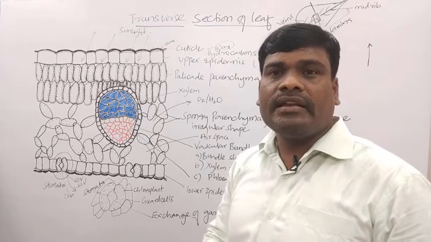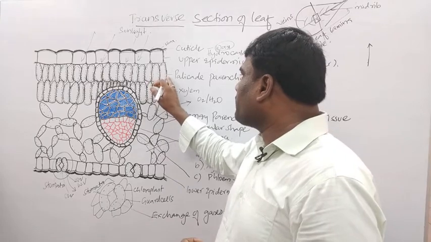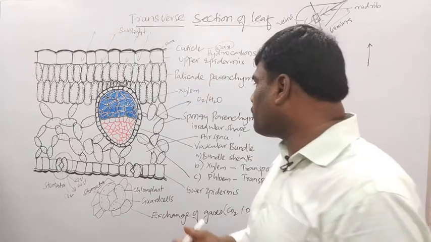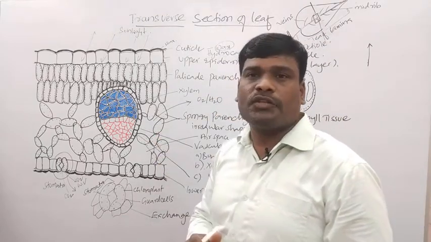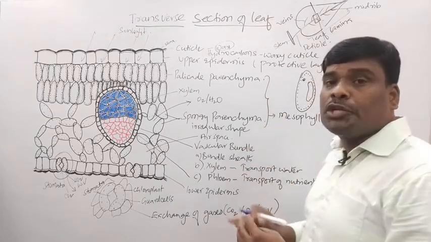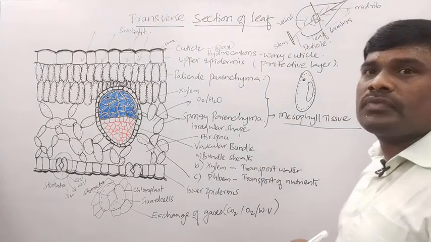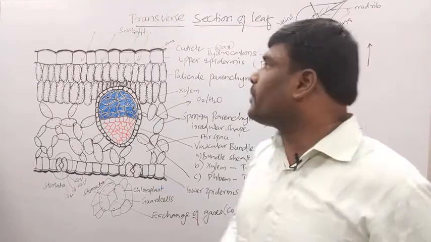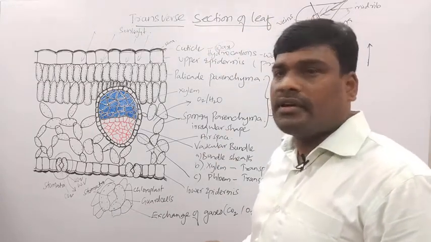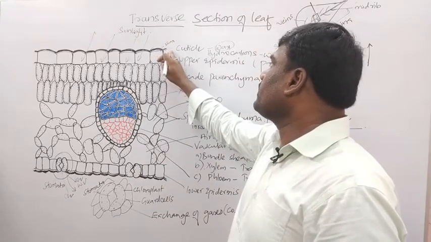Compared with the palisade parenchyma, in the spongy parenchyma the chloroplast number is less. That means we can conclude that in palisade parenchyma, more photosynthesis is seen than in what? Spongy parenchyma, children. So this palisade parenchyma and spongy parenchyma together we call as what, children? Mesophyll tissue. Got it? So this is about the transverse section of what, children? Leaf.